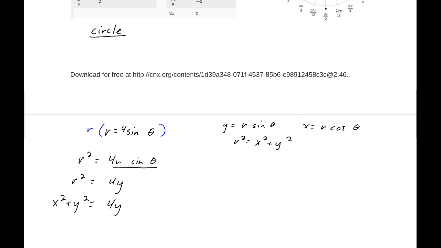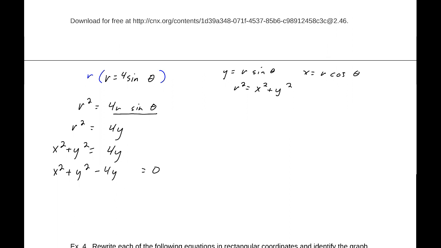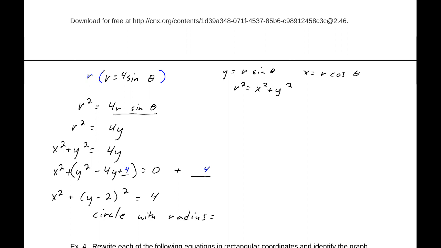I can subtract the 4y from both sides, so x squared plus y squared minus 4y equals 0. And what I'm going to do is complete the square here. And that would be a perfect square if I had a value of 4 there. And so this is x squared plus (y minus 2) squared equals 4, which is a circle with a radius of 2, centered at the point (0, 2).